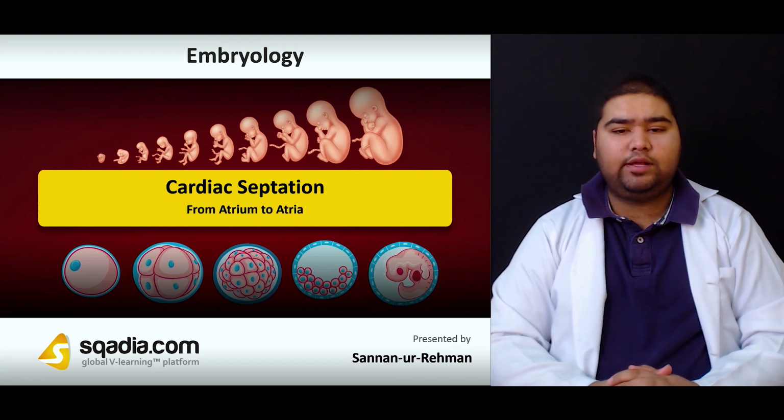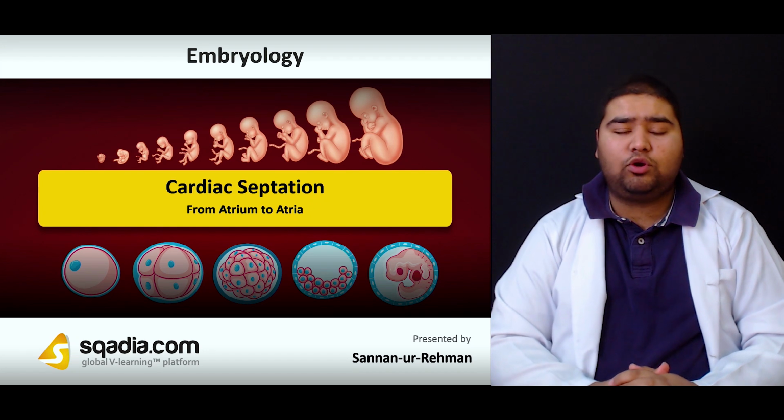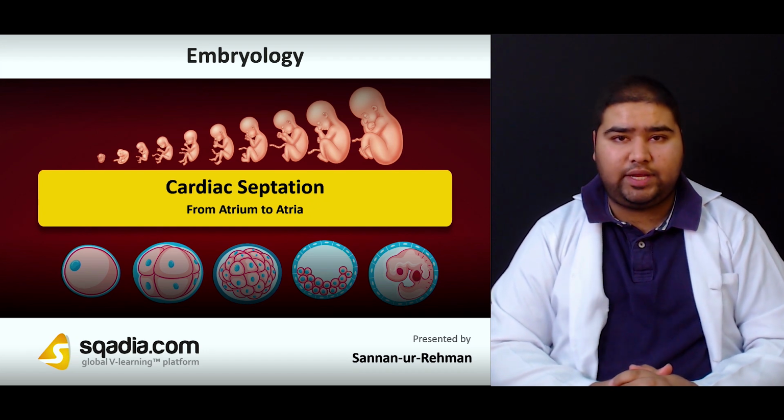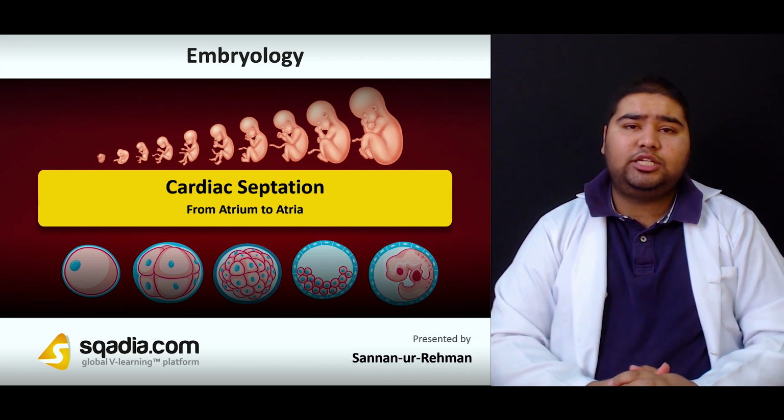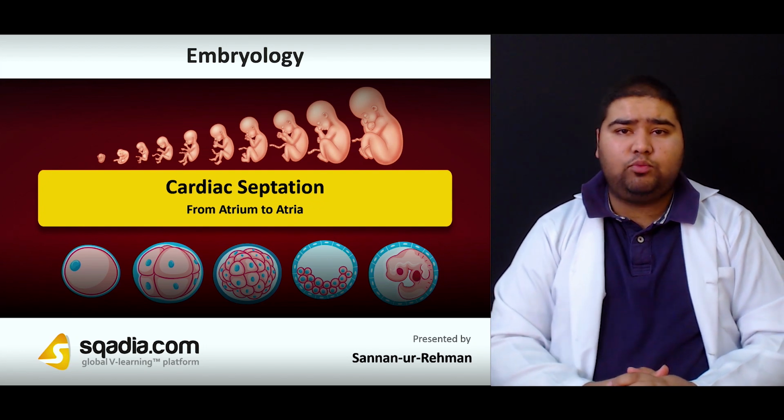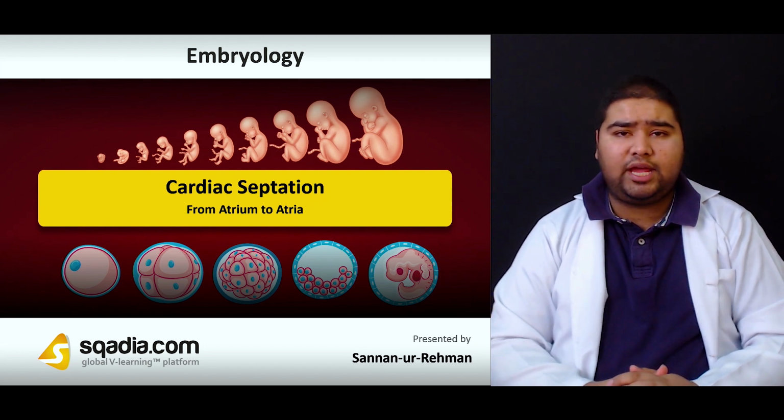Hello everyone, welcome again. This is the lecture on cardiac septation and we are talking about the atrium now. We know initially the heart tube contained a common atrium. We'll now travel from the common atrium to two separate atria.